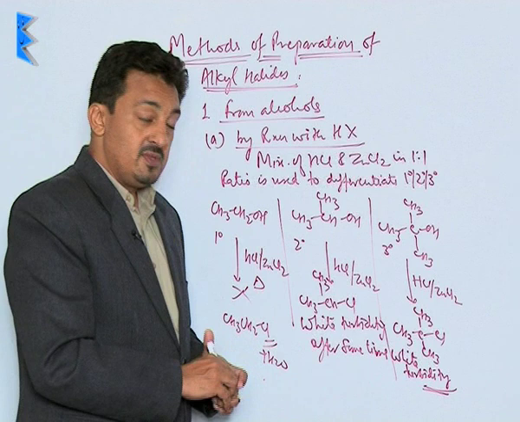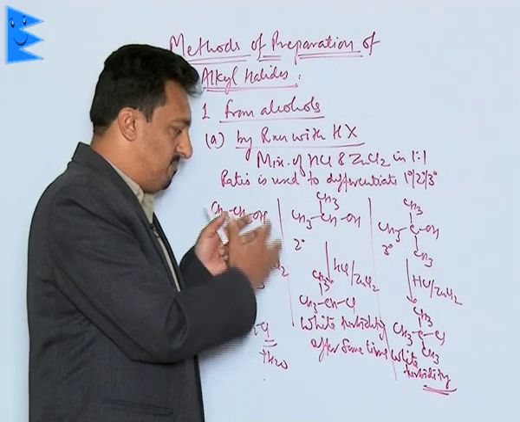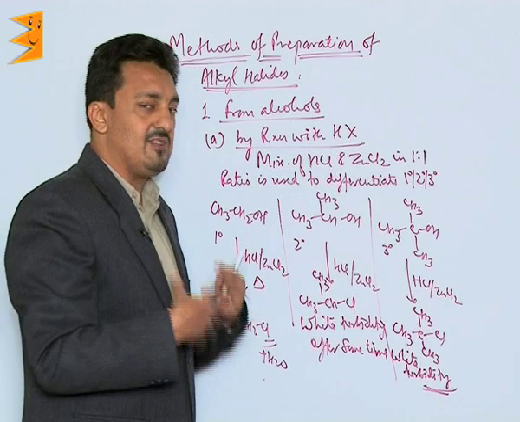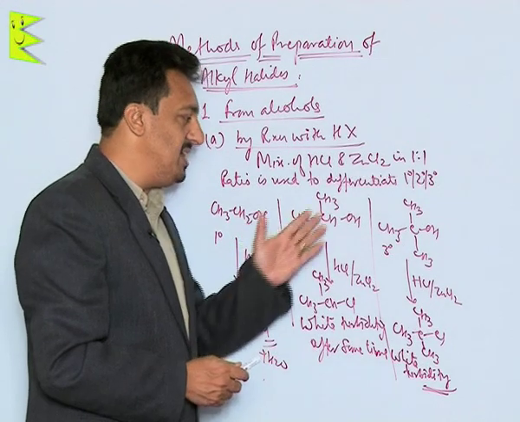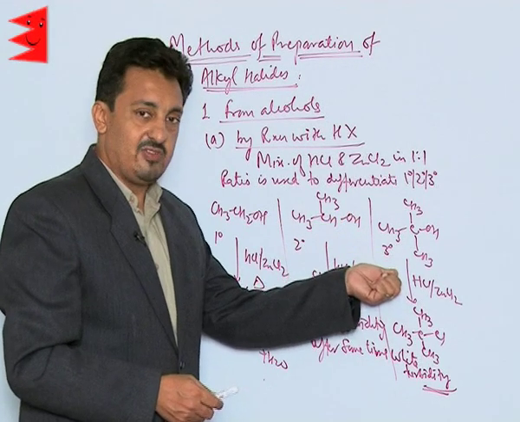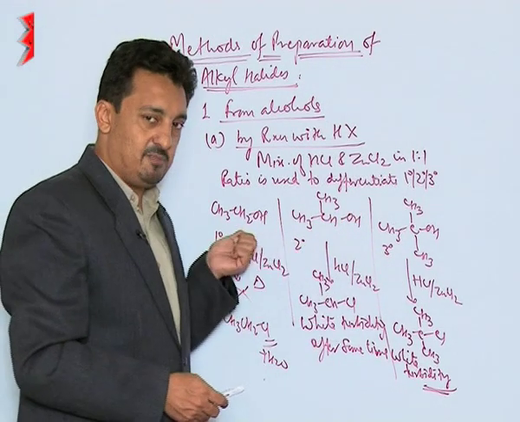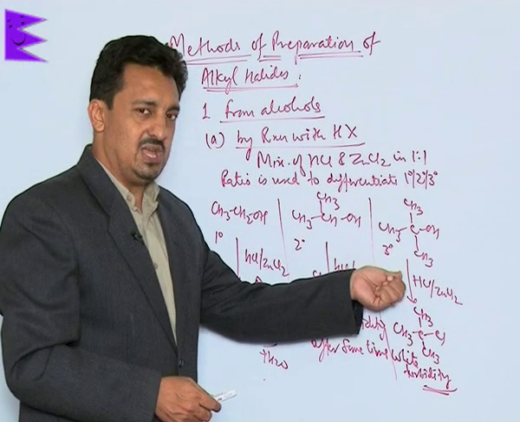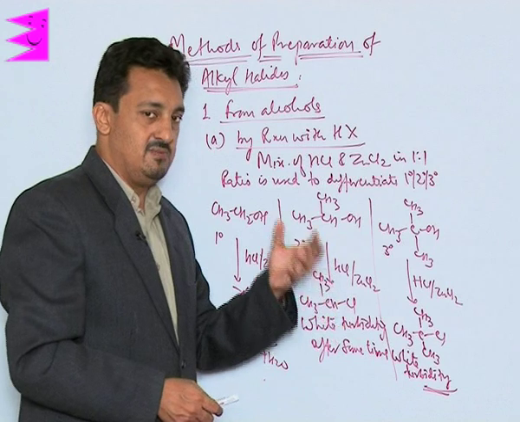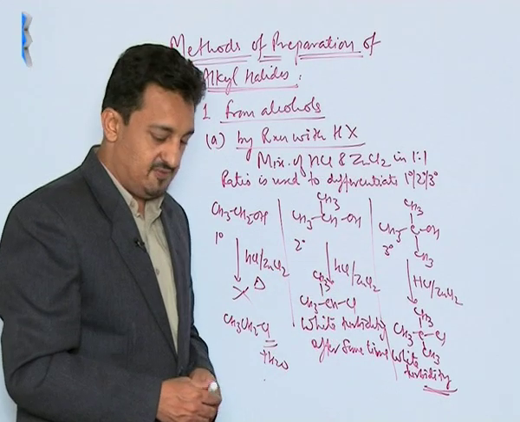So this is how the primary, secondary and tertiary alcohols can be distinguished from one another, and this also shows that the reactivity of the alcohols is in the order that tertiary is most reactive, followed by secondary and then primary. What makes tertiary most reactive is the formation of the tertiary carbocation in the mechanism. That is why this becomes very reactive.